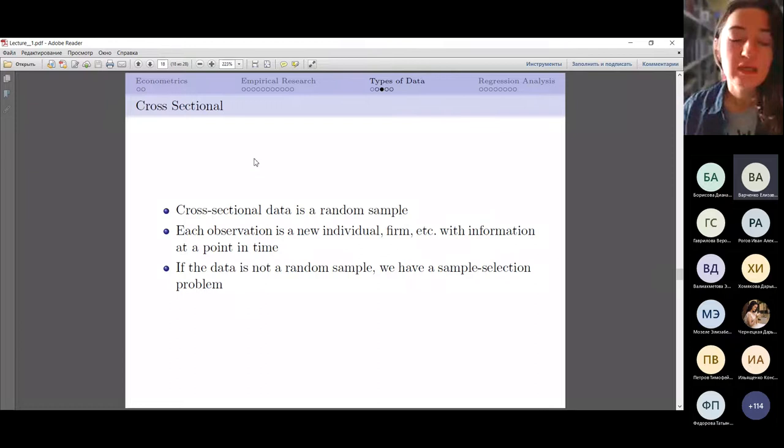Cross-sectional data consists of a sample of individuals, households, firms, maybe cities, countries, doesn't matter. But one main feature is that these data were collected at a given point in time. Of course, it doesn't mean exactly that you survey all the households on the same day or even in the same month.